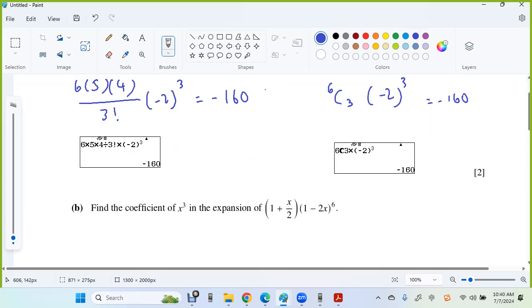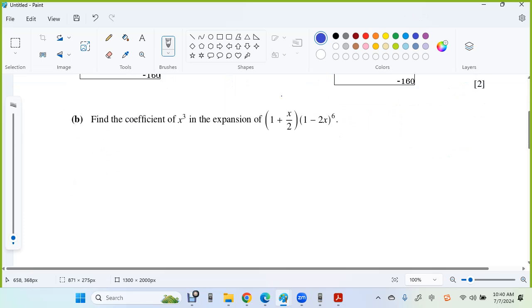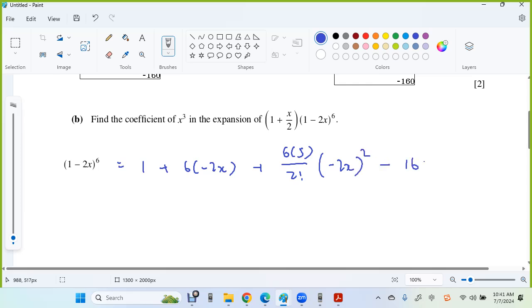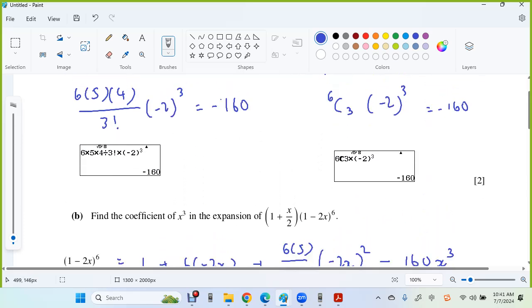B, we want to find the coefficient of x cubed of this one. So to find the coefficient of x cubed, first this one we expand. So we have the 1 plus 6 times negative 2x plus the 6 5 over 2 factorial and then negative 2x squared and then minus 160 x cubed. So this one is the x cubed.